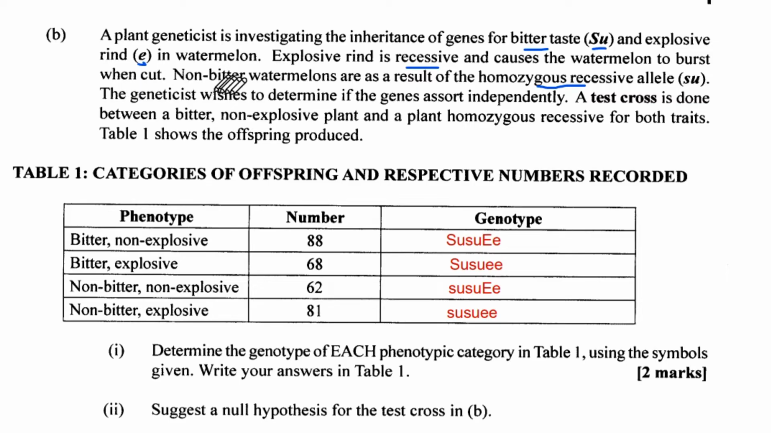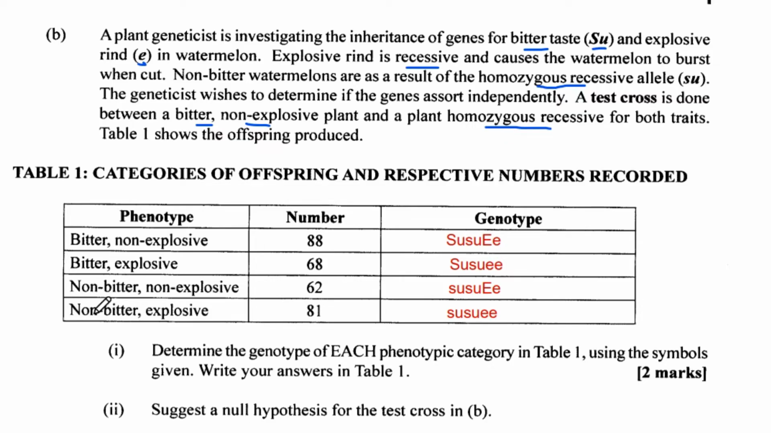The geneticist wishes to determine if the genes sort independently. A test cross is done between a bitter, non-explosive plant and a plant that is homozygous recessive for both traits. And they say table 1 shows the offspring. So let's look at how we're going to do this here. Well, first of all, let's look at the non-bitter explosive plant.